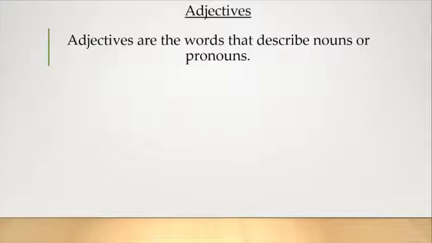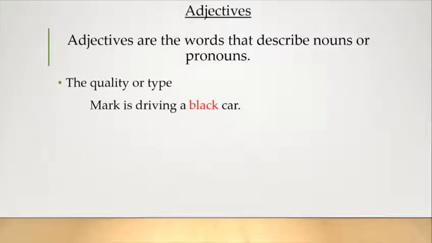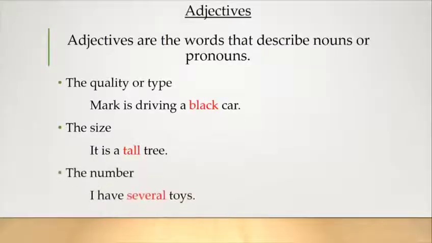Next is adjectives. Adjectives are those words which qualify nouns or pronouns. Adjectives talk about the size, quality, type or number of a thing. For example, Mark is driving a black car. Here black is a quality of the car. It is a tall tree. Here tall is the size of the tree. I have several toys. Here several means number of toys.